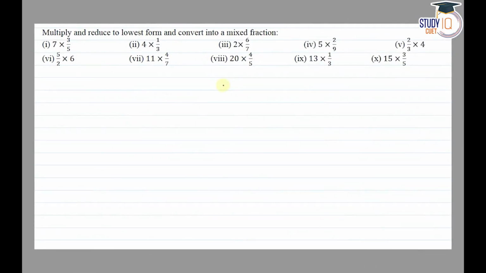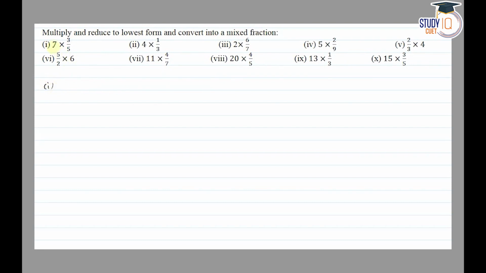Hello everyone, this question appears in the class 7th NCERT chapter of fractions and decimals. This is the third question of exercise 2.2. The question says: multiply and reduce to lowest form and convert into a mixed fraction.